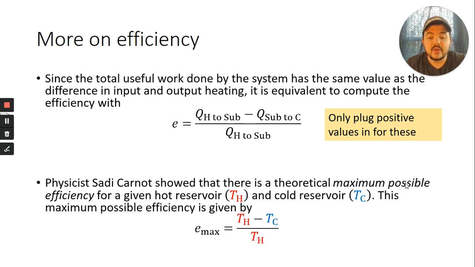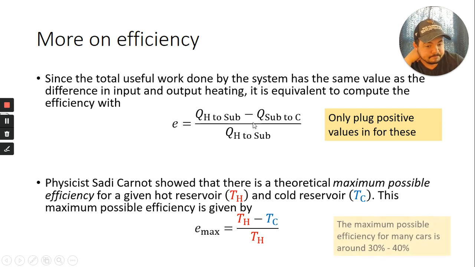You'll notice that in order to get a perfectly efficient, 100% efficient system, this cold reservoir would have to go all the way down to 0 Kelvin, which cannot physically happen. So we could only get something less than perfectly efficient. We're never going to get a 100% efficient engine.